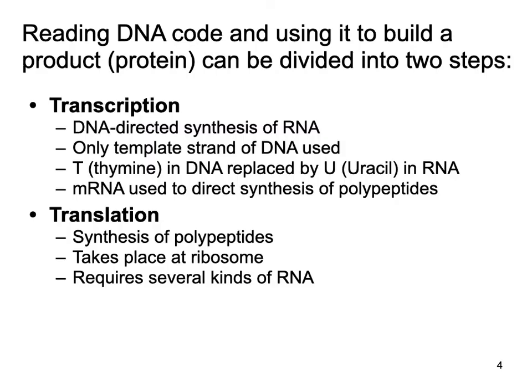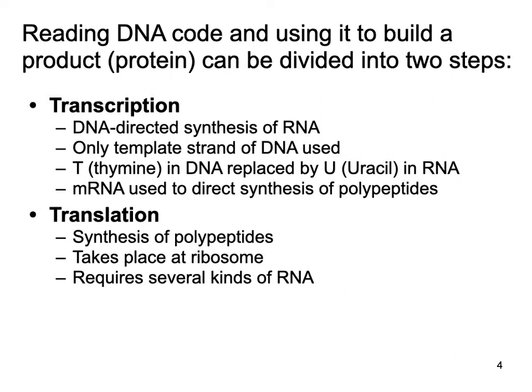So, a little bit more specifically, reading DNA code and using it to build a product, usually a protein, can be divided into two steps: transcription, DNA-directed synthesis of RNA. And you only use one strand of the DNA. So remember, the DNA double helix has two strands and they're complementary to one another. For any gene, only one side is considered to be the template or the actual gene, while the other side is just a complementary strand that is not used for this process.